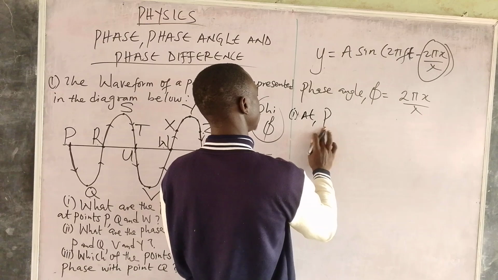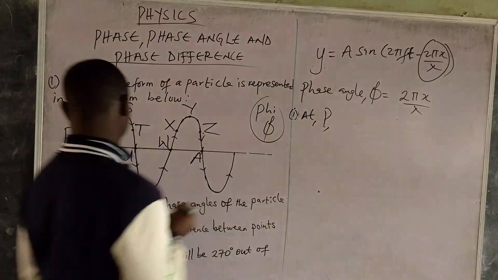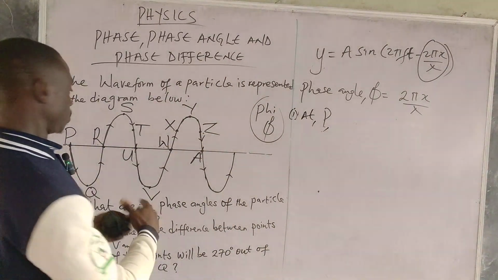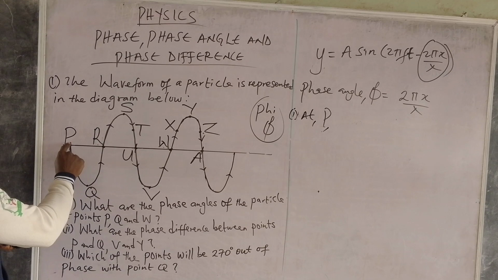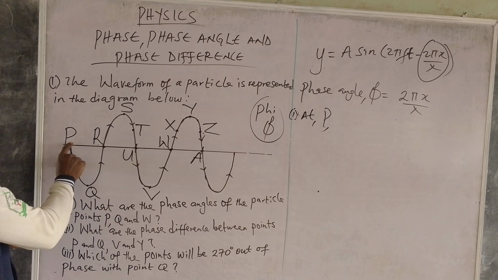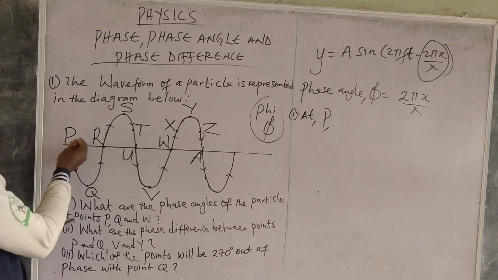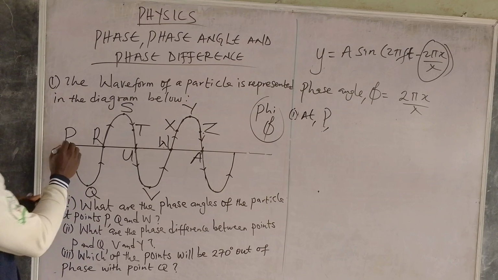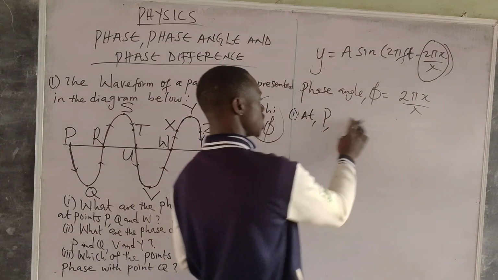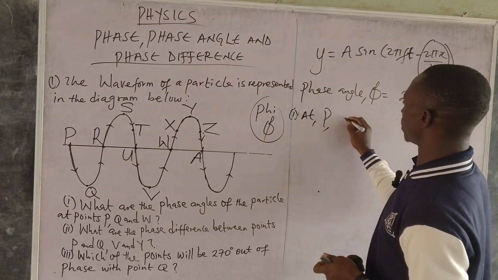At P, what is... So now we have to find x first. What is x? Which is the horizontal distance, horizontal displacement from the origin. Now P is at the origin. Since P is at the origin, what is x?